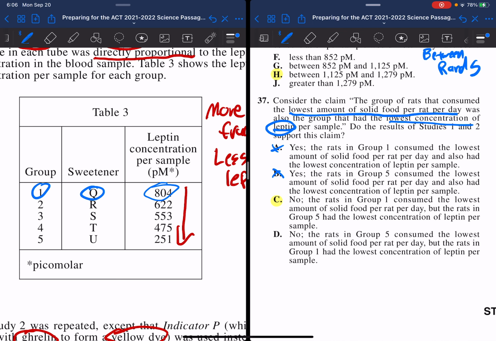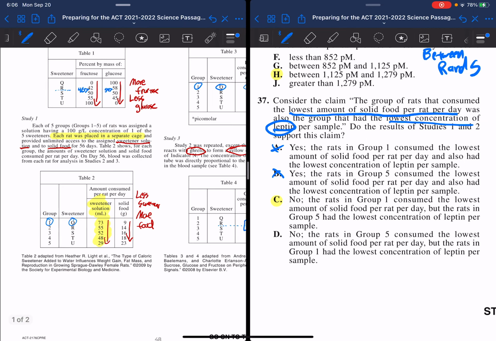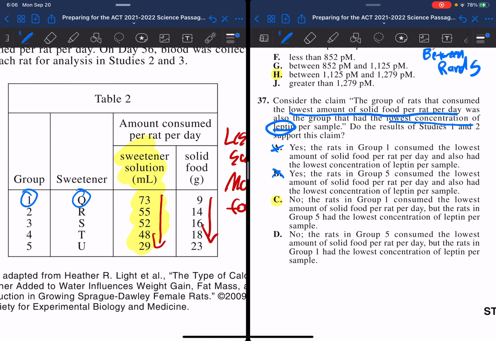Now letter C and D both say no, but now we have to justify it. So it says the rats in group 5 consumed the lowest amount per rat per day, but the rats in group 1 had the lowest amount of leptin per sample. This is what it's saying in answer D. So did group 5 consume the lowest amount of solid food? Well, no, that's not true. Group 5 consumed the most. So that's the problem with this one. The lowest amount of solid food per rat per day. That is not true. And so that's why we can eliminate letter D.